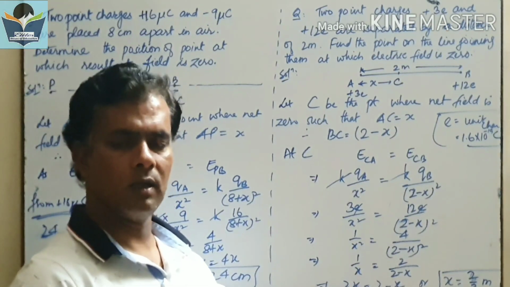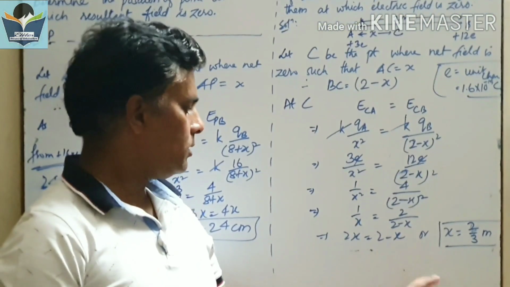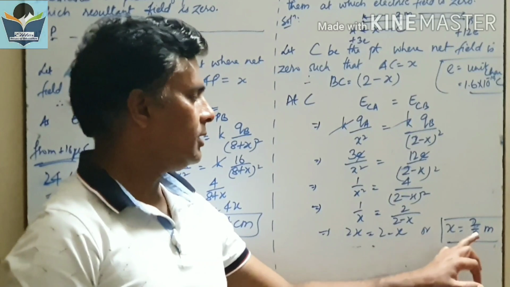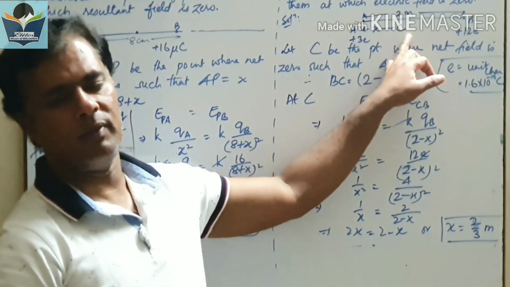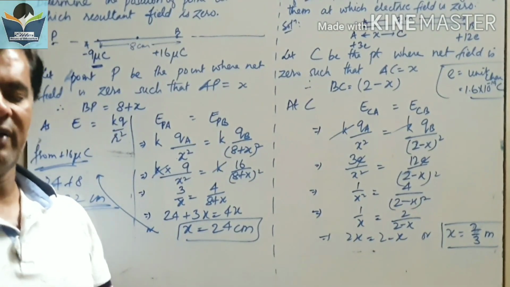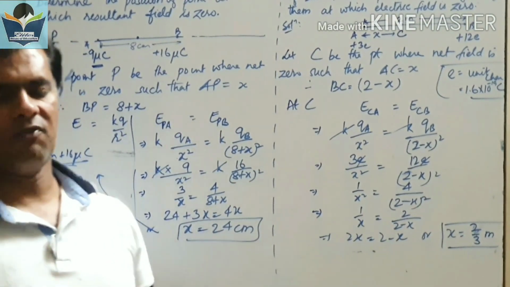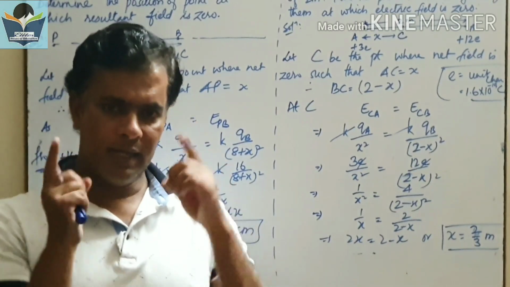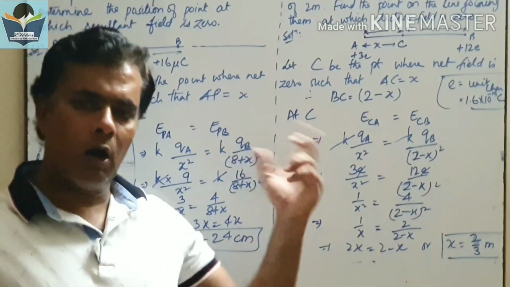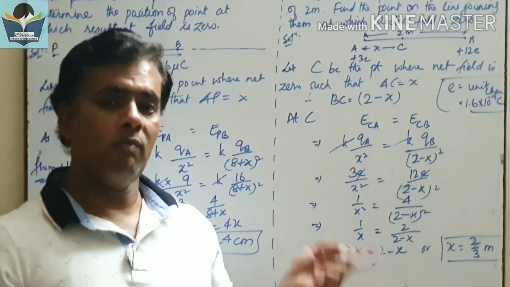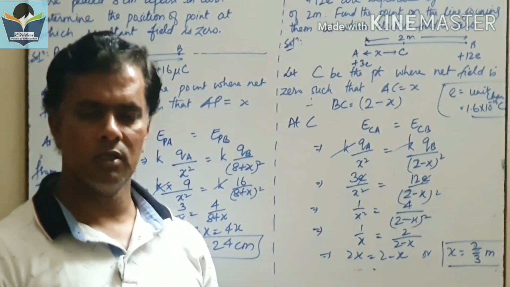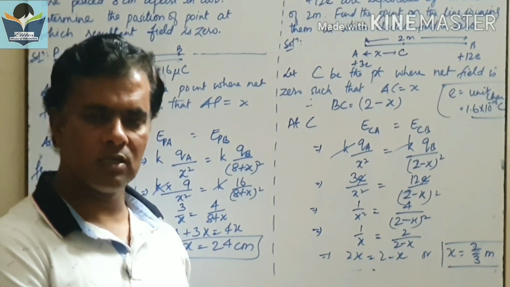The distance x will come out to be 2 by 3 meter, the distance of the balance point from the charge at A. So this is how we can identify the positions at which the net field comes out to be 0. Keep in mind the key points: for unlike charges the point will be outside, for like charges the point will be inside the charges, and always closer to the smaller charge. So revise it, go through this. Thank you.